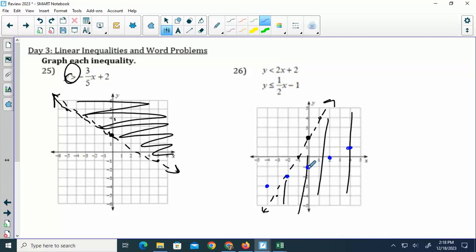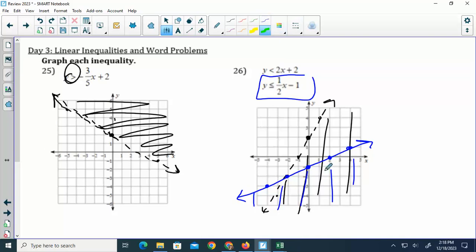Solid or dashed? Solid, because that one had an equal to. Alright, above or below? Less than, so that's below my y-intercept. So it's down here.